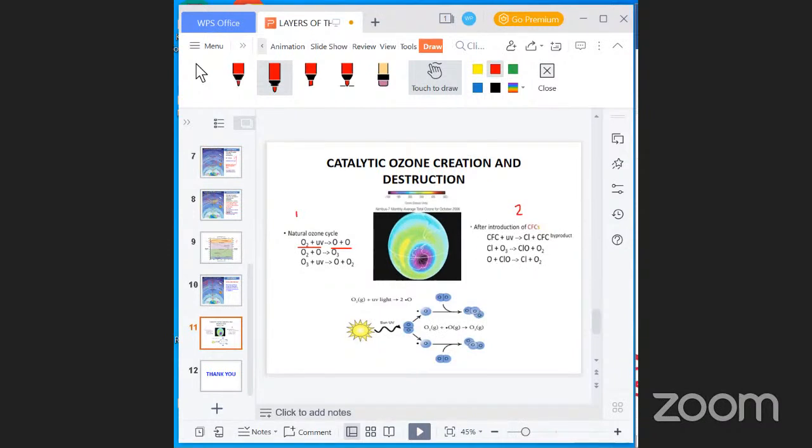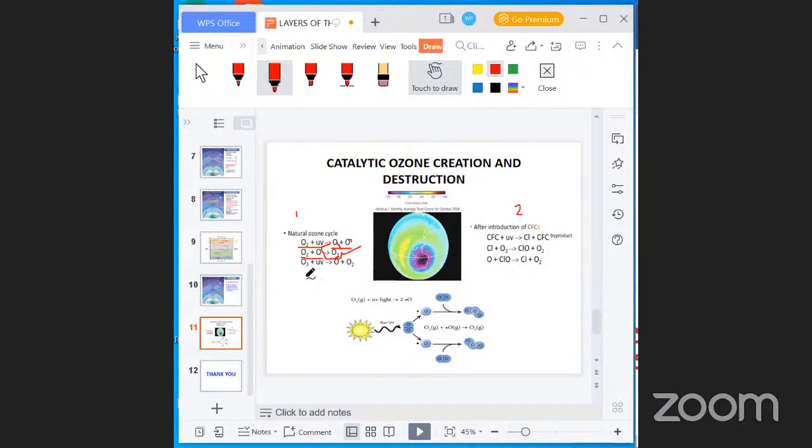Now this separate oxygen attaches itself to the oxygen O2, right? And it becomes O3. O2 plus O equals O3, which is what we commonly call ozone. So that's where the ultraviolet is important.